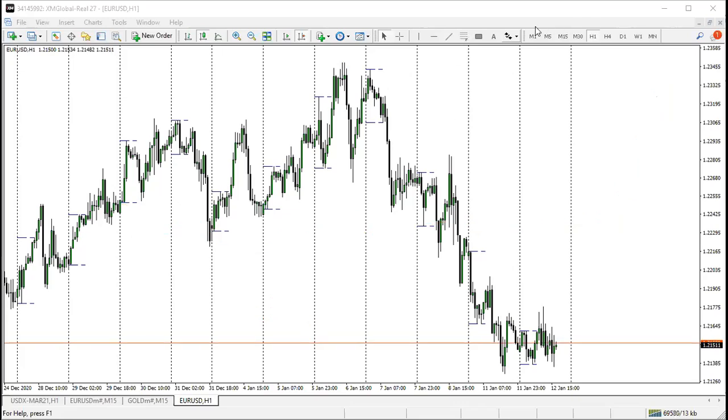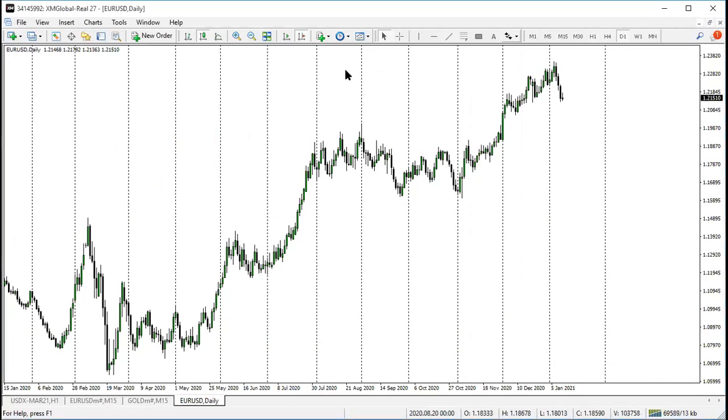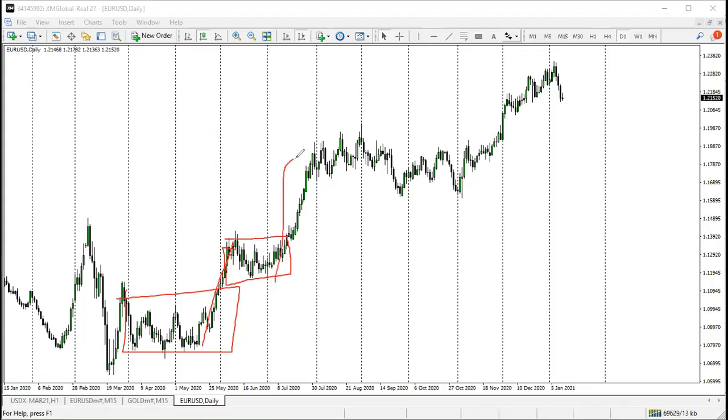If you go to daily, as you can see here, this was the contraction, this one. Contraction for 2 months, big expansion. Contraction for 1.5 months, big expansion. Contraction for like, how much was this? This was 1, 2, 3, 4 months, then expansion. Contraction here, expansion. So whenever you see a contraction, expect an expansion after that.